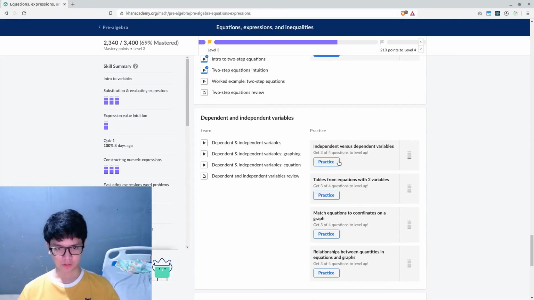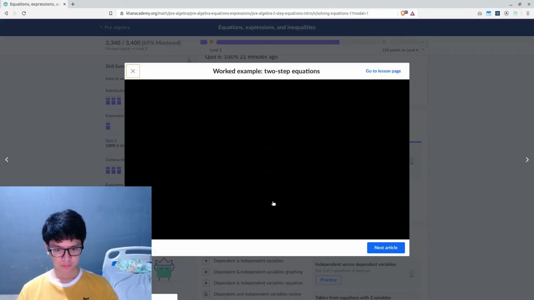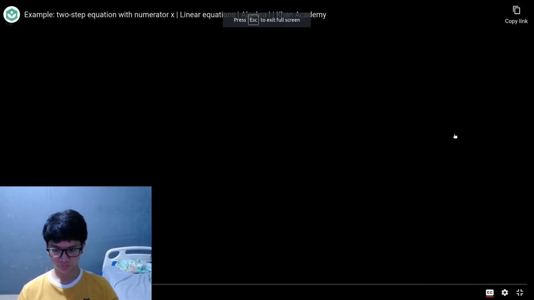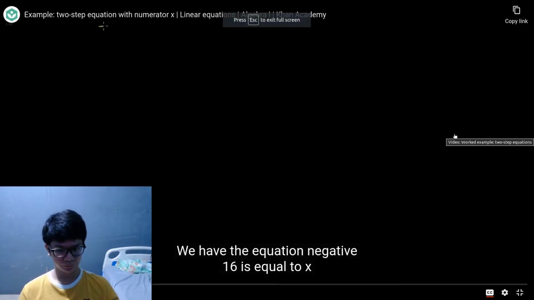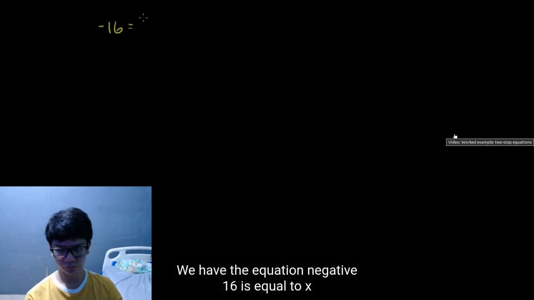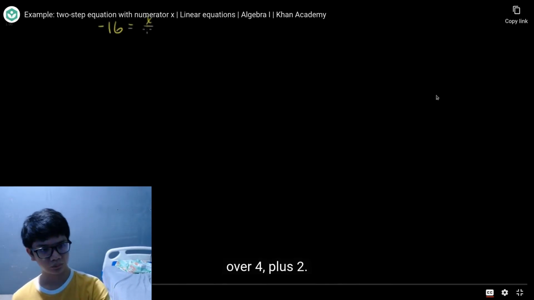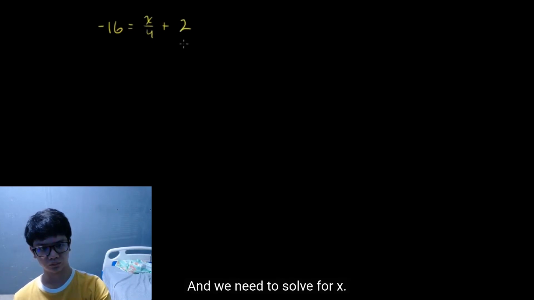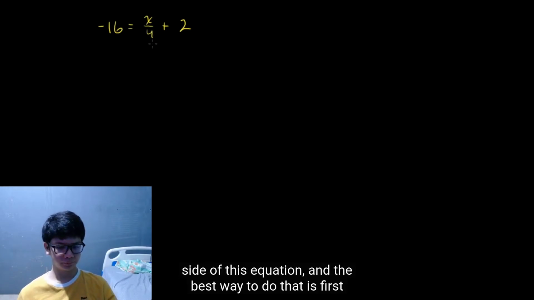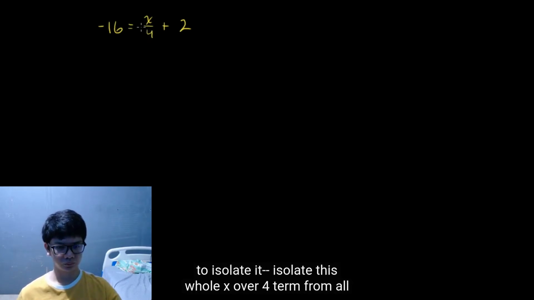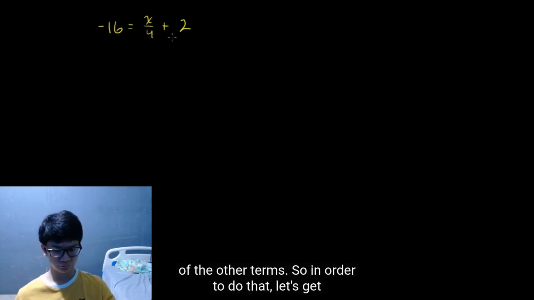Okay, what do we do next? We have the equation negative 16 is equal to x over 4 plus 2, and we need to solve for x. So we really just need to isolate the x variable on one side of this equation. And the best way to do that is first to isolate this whole x over 4 term from all of the other terms. So in order to do that, let's get rid of this 2.